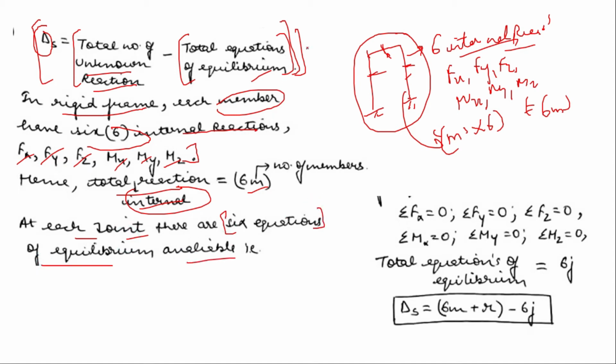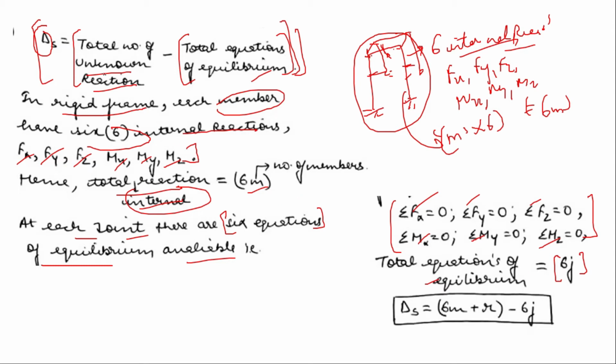That is in a 3D figure, that is in a space frame. In a space frame there are 6 equations at each joint. There are 6 equations of equilibrium available with us, and that is sum of Fx equal to 0, sum of Fy, sum of Fz, and sum of moment at x, sum of moment at y, and sum of moment at z equal to 0. Hence, total number of equations of equilibrium is equal to 6J. So how many joints are there? 1, 2, 3, 4, 5, 6, 7, 8. These are all the joints. So total number of joints is J. So total number of equations available for equilibrium is 6 into J.